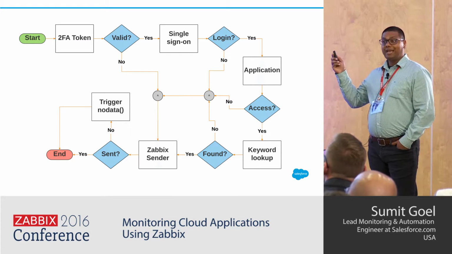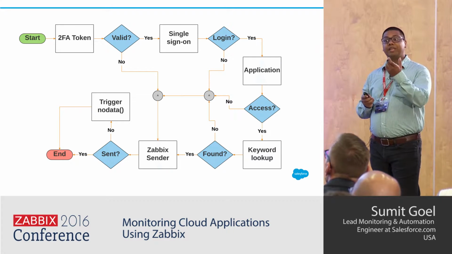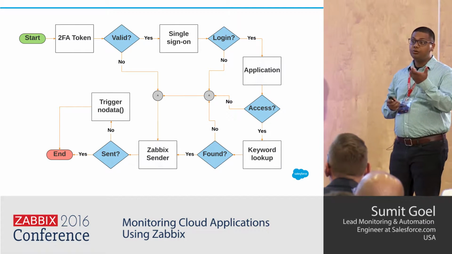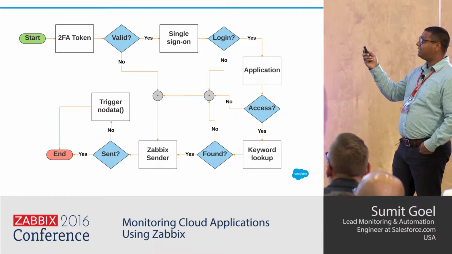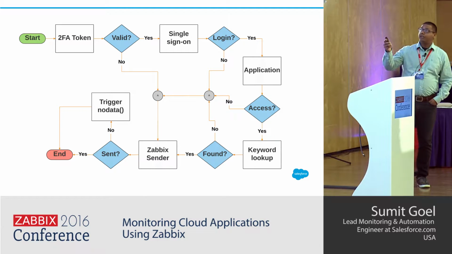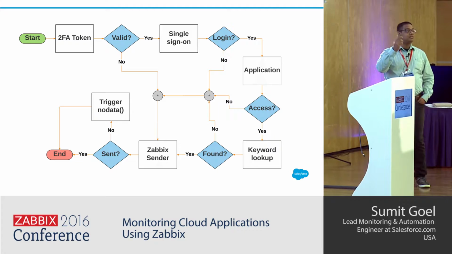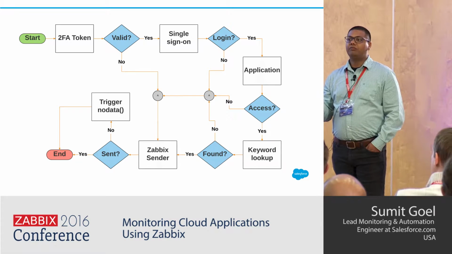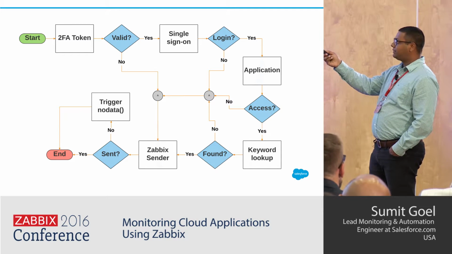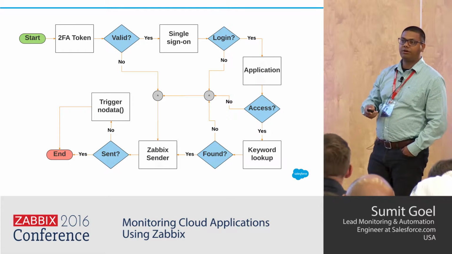If the application is accessible, then we search for specific keywords that ensure that the application is actually usable, and then use the Zabbix sender to send the data back to the Zabbix server. If any of the steps fails before sending the data, then Zabbix sender sends the respective error code back to the server. And if Zabbix sender itself fails to send the data, then there is a no-data trigger on the Zabbix server.